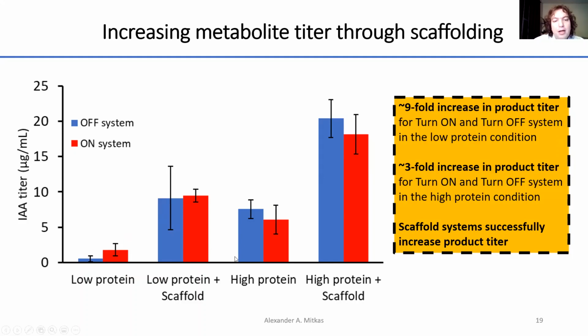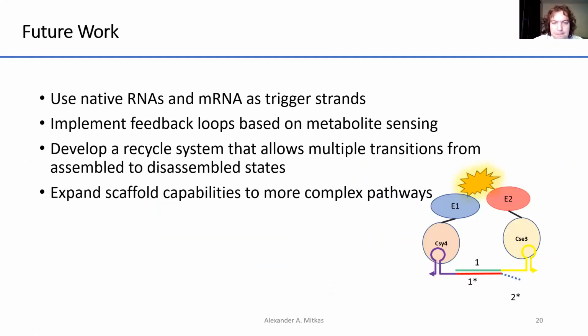Finally, the most important point we would like to make is that the low protein plus scaffold yielded very similar product titers to high protein without any scaffold, indicating that you can actually get the same amount of product as if you had a lot more protein just by having the scaffold. So we can minimize the metabolic burden of expressing these non-native proteins by simply using our scaffold and get similar productivity from our cells. So our scaffold system can successfully increase product titer.